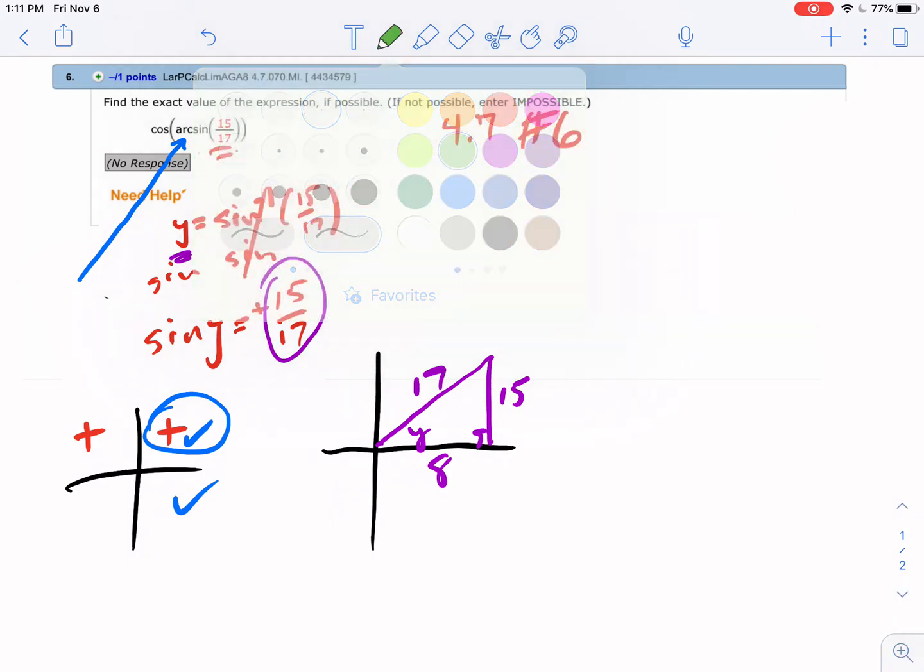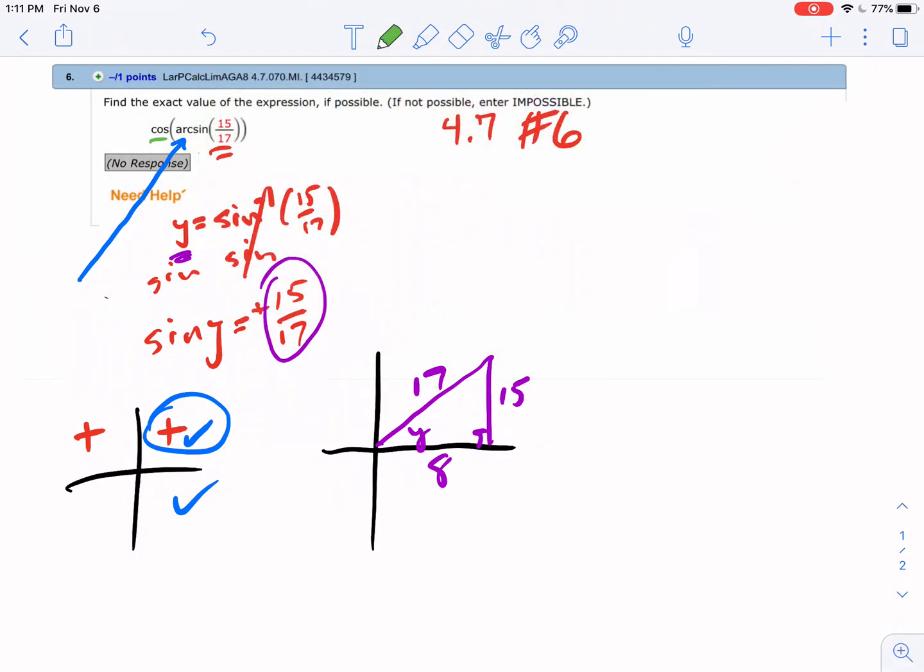So the final answer then is, once you've made your triangle, grab the outside trig function, which is cosine, and do the cosine of that triangle, which would be the adjacent 8 over hypotenuse 17.